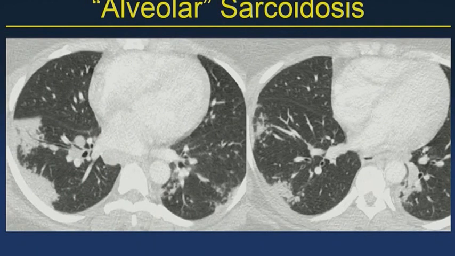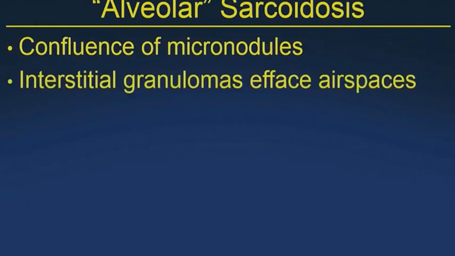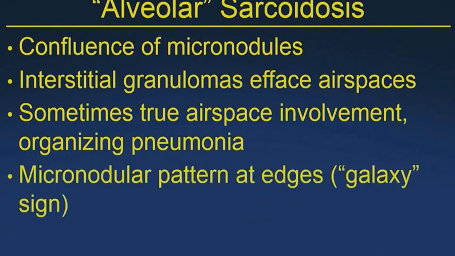I will point out that at the margins of some of these lesions, we see that micronodular pattern as well. Now, alveolar sarcoidosis usually occurs by virtue of confluence of micronodules and interstitial granulomas, which efface air spaces and can result in an air bronchogram sign. But in pathology, occasionally true airspace involvement is seen, sometimes characterized by an organizing pneumonia pattern. One of the tip-offs, as in the case I just showed you, is the micronodular pattern at the edges of these lesions that you may see, the so-called galaxy sign.